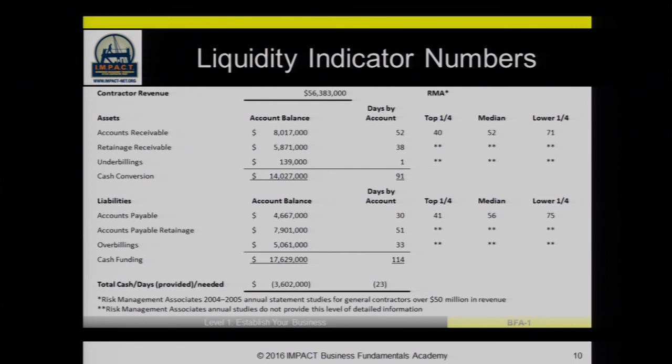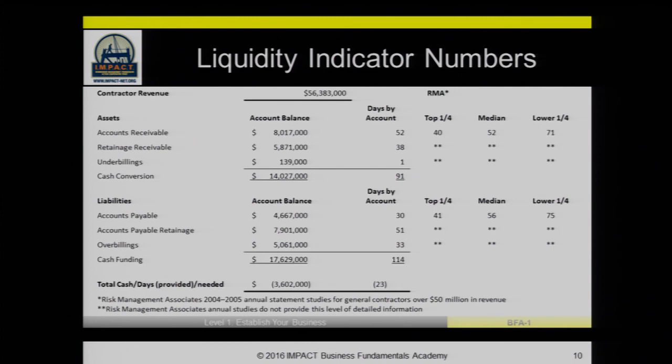So on the right side, and this is one of the other advantages of this particular approach, you can see the number of days cash that's being stored up in each one of the accounts. Take the revenue, in this particular case contract revenue, divided by 365, which gives you the daily total. And for accounts receivable, right now we have 52 days.